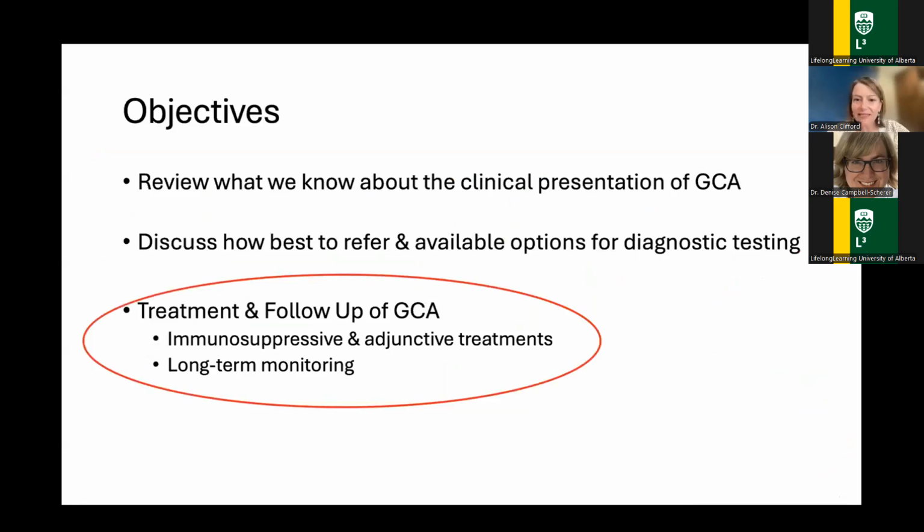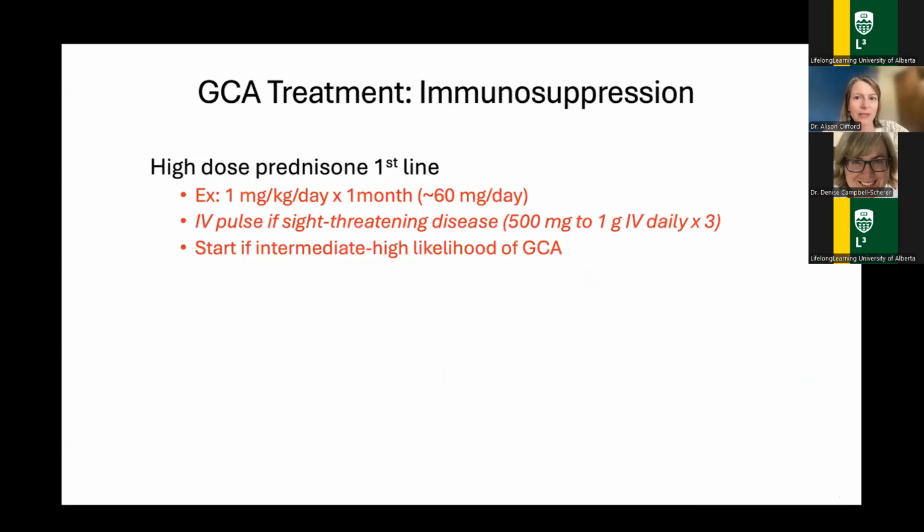Okay, in the last section of the talk, we're going to talk a little bit about treatment and follow-up. So treatment of GCA still relies really heavily on prednisone. Prednisone is our first line, fastest acting drug. When we're using it in GCA, we usually recommend about 1 milligram per kilo per day by mouth, and most of us would max out around 60 milligrams per day.